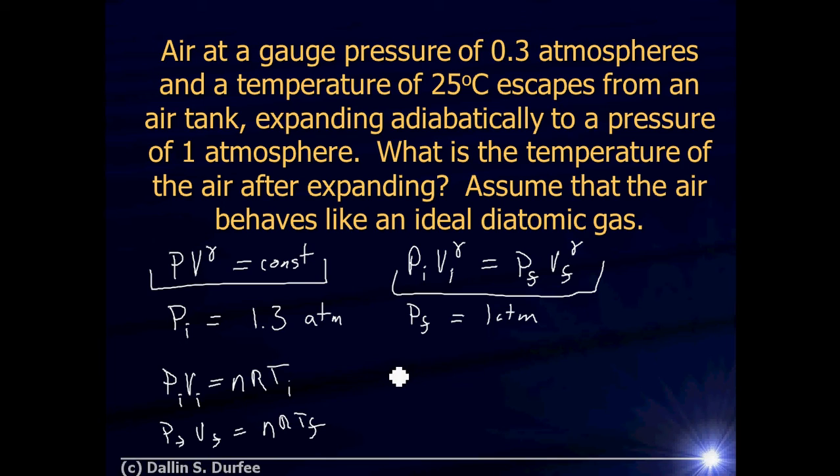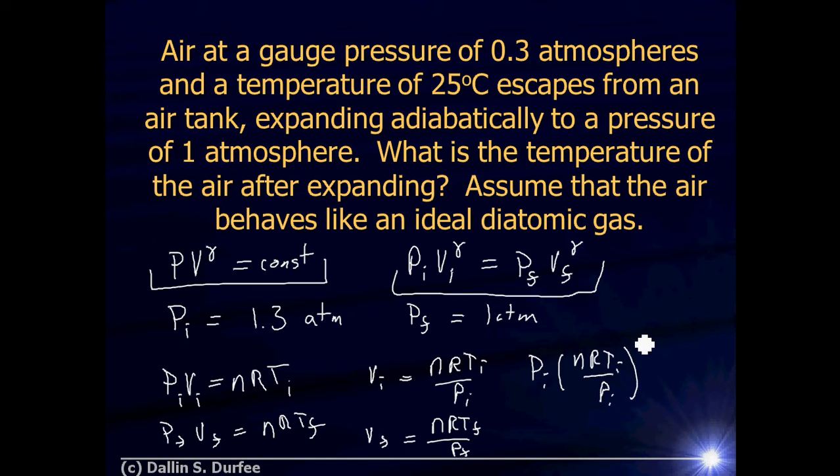So V initial is just going to be nRT initial over P initial. And V final is just going to be nRT final over P final. So we can plug this into our equation. P initial times V initial, which is nRT initial over P initial, to the gamma, is going to equal P final times V final, which is nRT final over P final, to the gamma. Now we have an n and an R to the gamma on both sides, and so we can cancel those out.